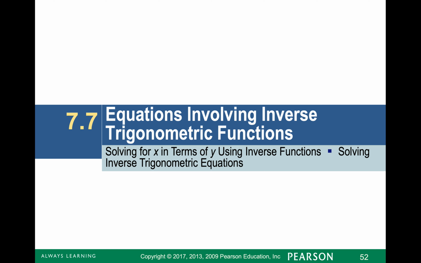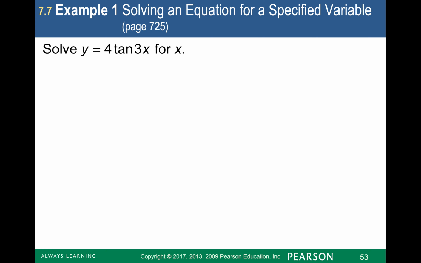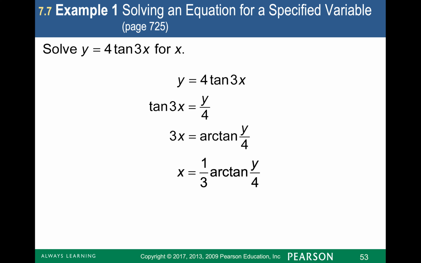Now we're going to look at equations that use inverse trig functions in the equation. So if I want to solve for tangent of 3x for x, I can do tangent of 3x equals y over 4. Then to isolate the 3x, I would take the tangent inverse of both sides. And then I would divide both sides by 3. So this would be where x equals 1/3 arctangent of y over 4.